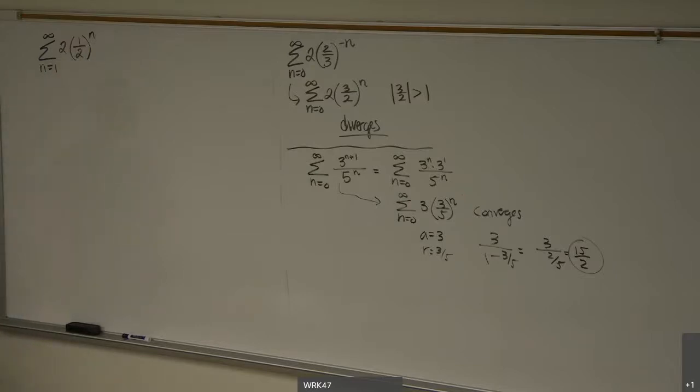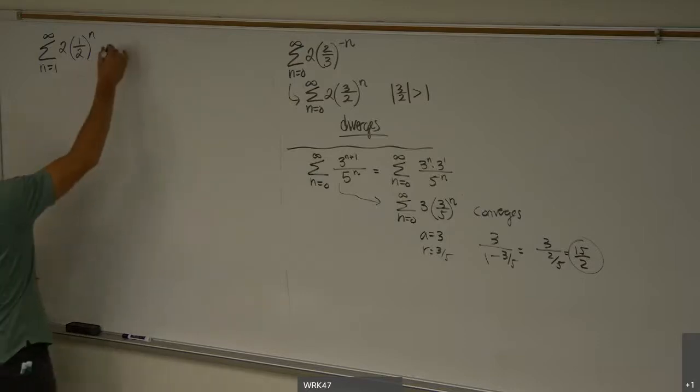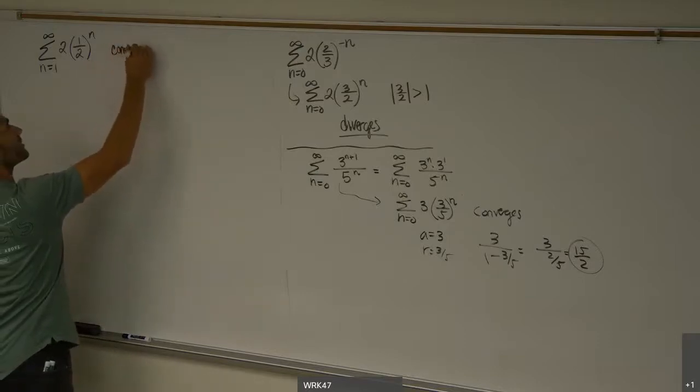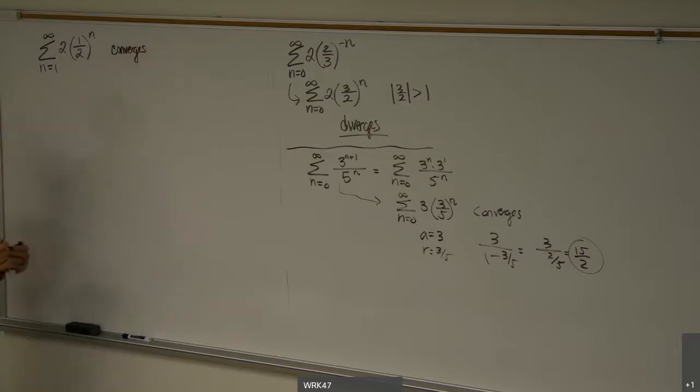This is a geometric series. The value of r is 1/2, less than 1. It's already written in a nice form. And so we know this series converges. The value of r is less than 1. But when we find the sum, we have to be a little bit careful because remember the sum formula implies that n starts at 0, and it does not. And so we have to re-index some things.